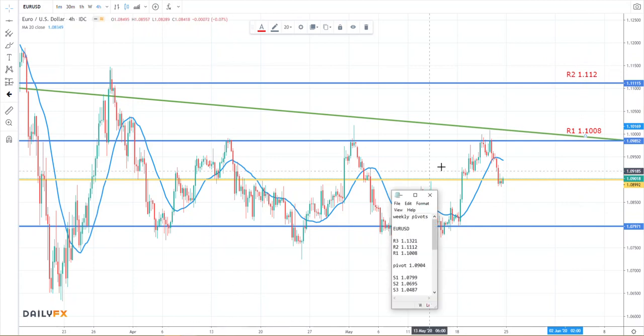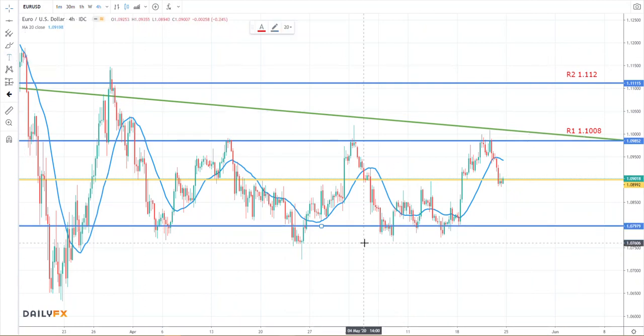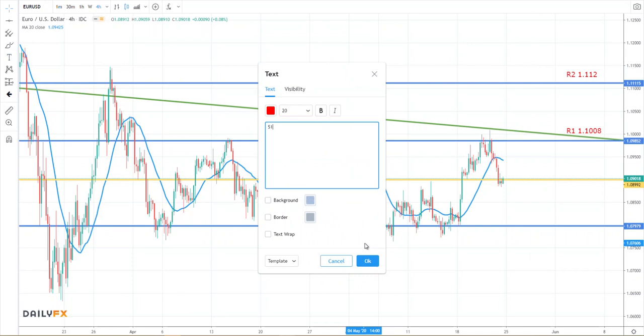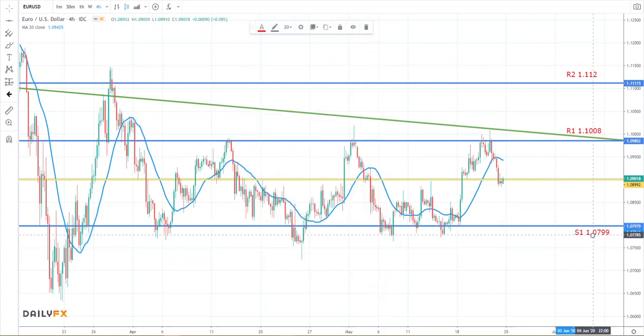What's the other side look like? Support. $1.0799. Well, what do you know? That's this blue line right here. Okay, so we can go S1. And might as well just make it 8. Right, but 0799. That's our first support. So price goes down there. Go ahead and throw down a buy.